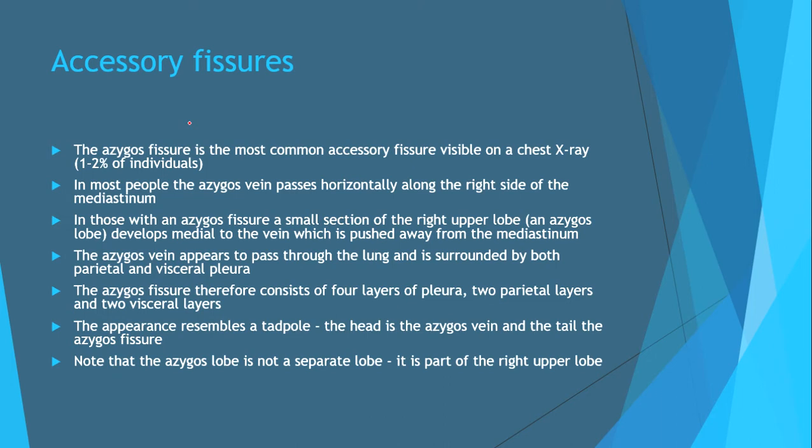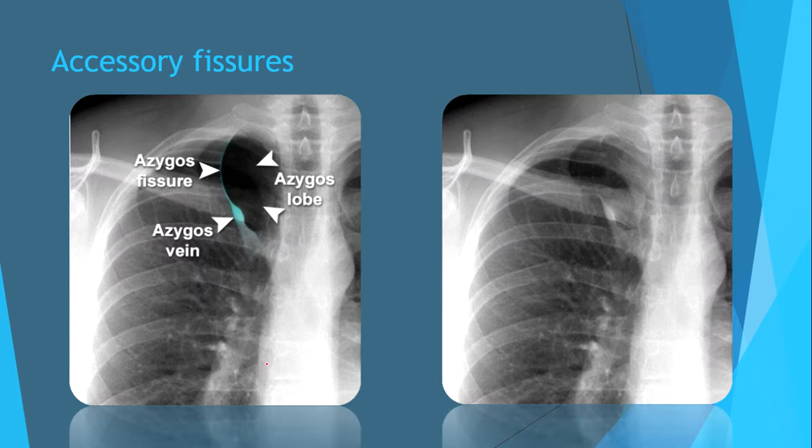The appearance resembles a tadpole. The head is the azygos vein and the tail is the azygos fissure. Note that the azygos lobe is not a separate lobe, it is a part of the right upper lobe. So here we see the azygos vein and azygos fissure, and this part on this film is called the azygos lobe.